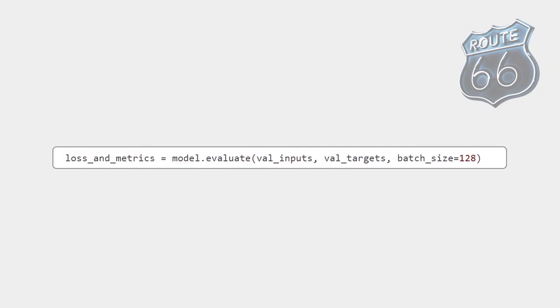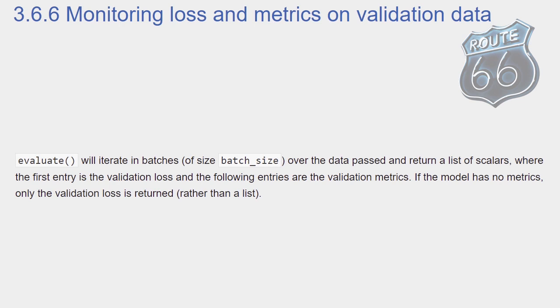Note that if you want to compute the validation loss and metrics after the training is complete, you can call the evaluate method. Evaluate will iterate in batches of size batch_size over the data passed and return a list of scalars, where the first entry is the validation loss and the following entries are the validation metrics. If the model has no metrics, only the validation loss is returned, rather than a list.